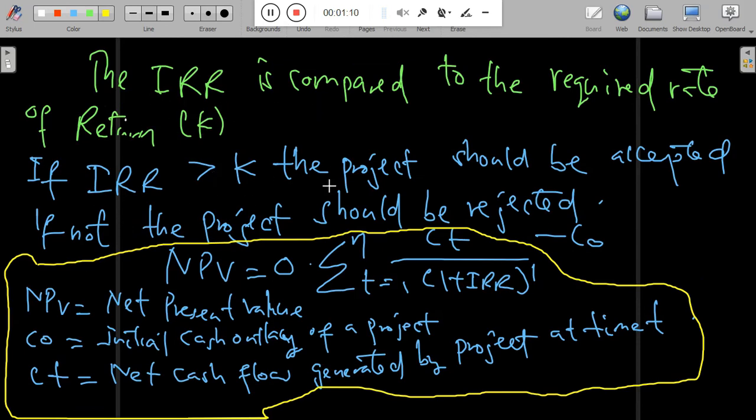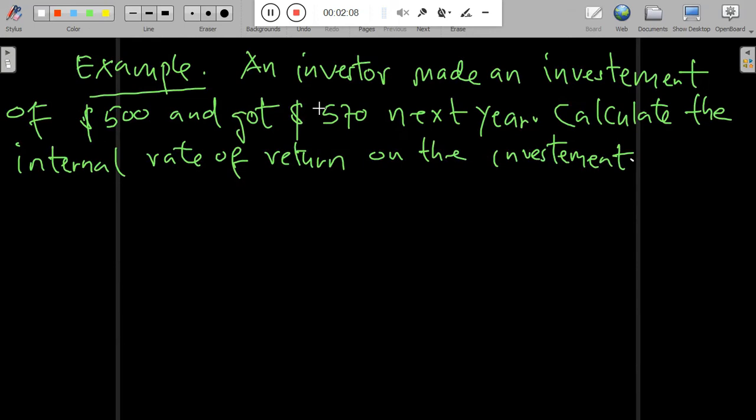The internal rate of return is compared to the required rate of return to see if we can accept or reject the project. If the internal rate of return is greater than K, the required rate of return, we should accept the project, and vice versa. So the formula is given by taking the summation of CT over (1 plus IRR) to the power of T, minus CO. NPV is the net present value, CO is the initial cash outlay of the project, and CT is the net cash flow generated by the project at time T. Let's look at an example.